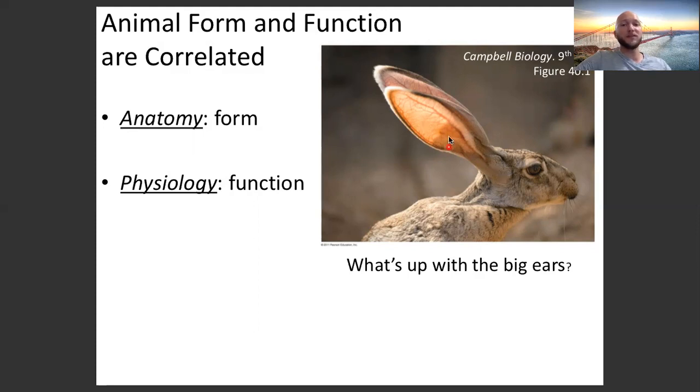So these ears are large in part to help with thermal regulation, with altering and controlling the amount of heat that this rabbit maintains or loses. Send more blood to the ears, more rapid heat exchange with the environment. Send less blood to the ears, slower, lower heat transfer with the environment.